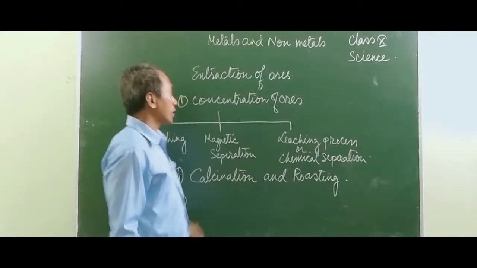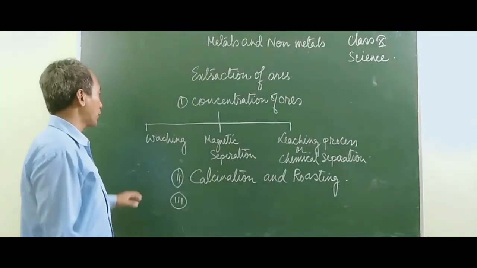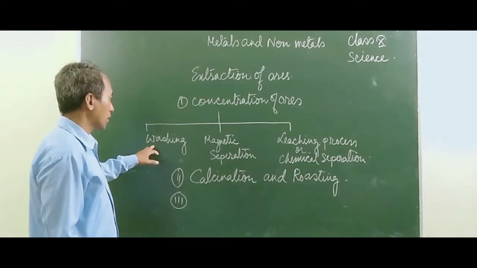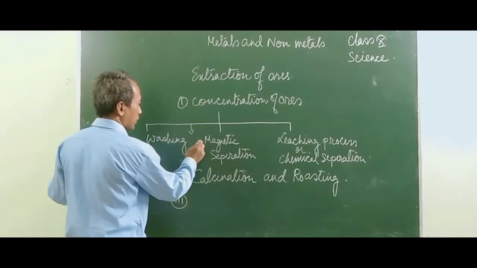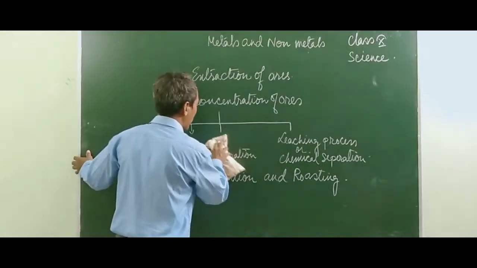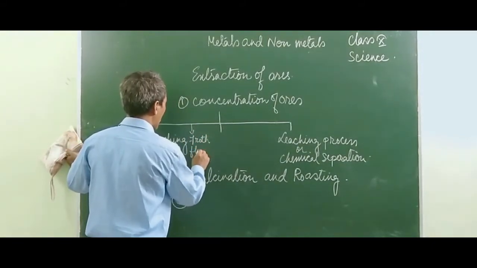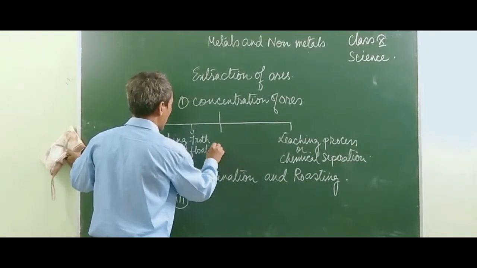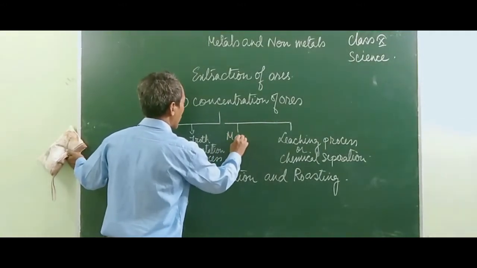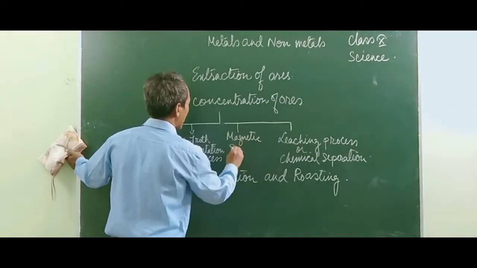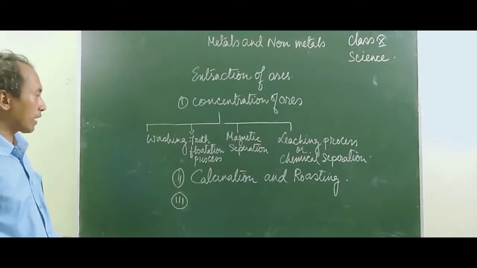In extraction of ores, some steps are involved. Number one step is concentration of ores. In the concentration of ores, we use different processes. One is washing. Another is the flotation process. Then the third one is magnetic separation, and the fourth one is the leaching process or chemical separation.